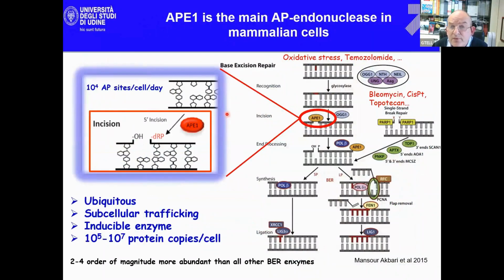APE1 is a protein belonging to the base excision repair pathway of DNA lesions, which is responsible for the repair, originally on DNA, of damage to single bases due to oxidative stress, to alkylating agents used in chemotherapy such as temozolomide, but also to other chemotherapy agents such as radiomimetics like bleomycin, platinum salts, or inhibitors of topoisomerase, which generate single strand breaks.